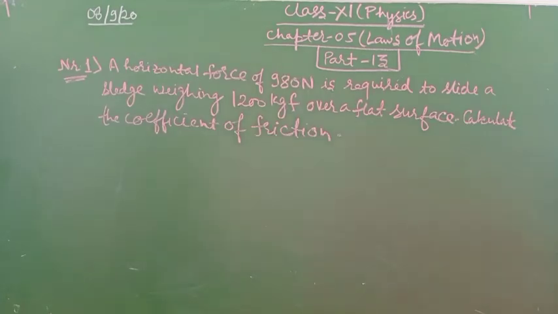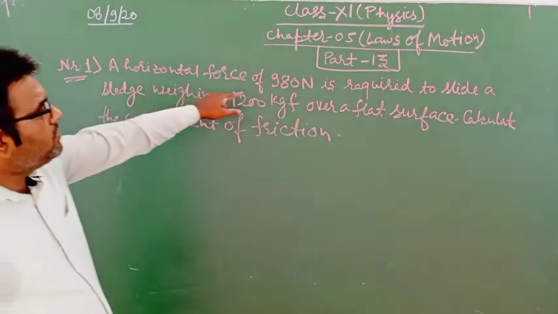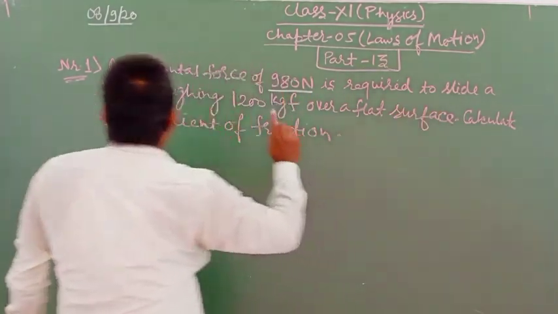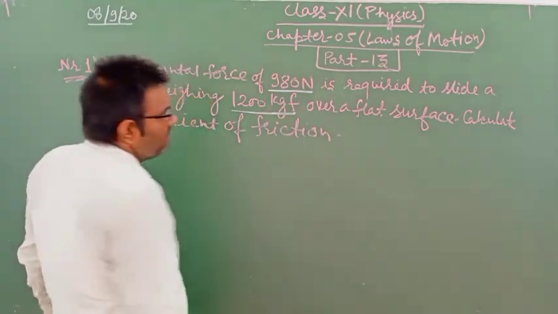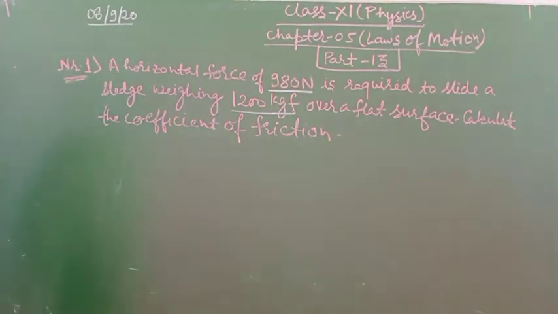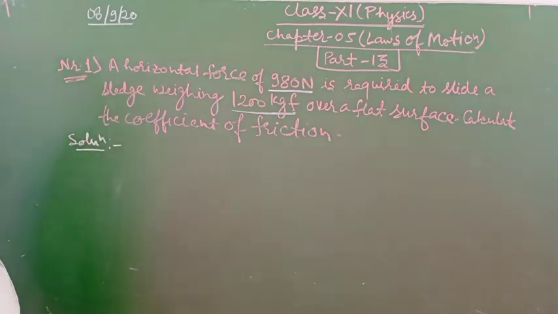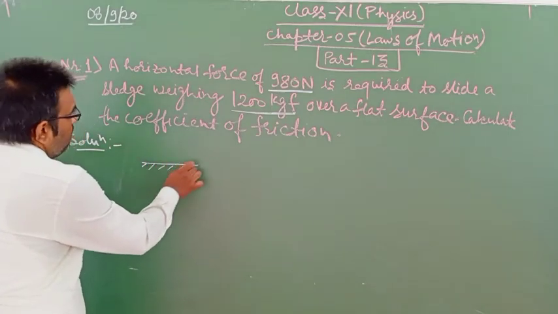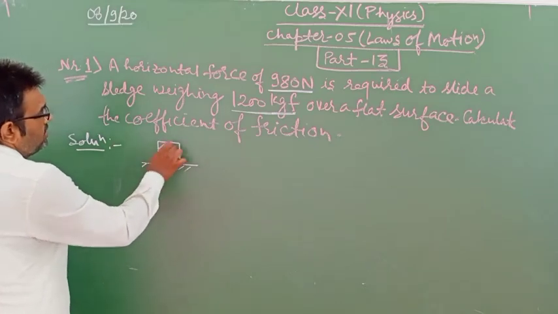So now, dear students, look at the numerical. Here a horizontal force of 950 Newton is required to slide a sledge weighing 1200 kilogram force over a flat surface. Calculate the coefficient of friction. So this is a very simple numerical based on the formula. Look here. Suppose this is a sledge, and here there is a certain mass.